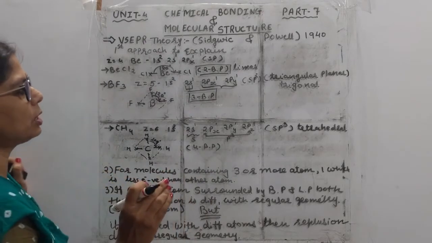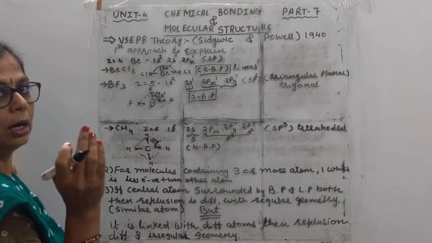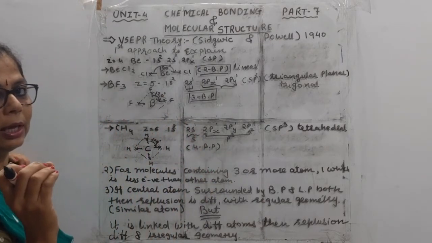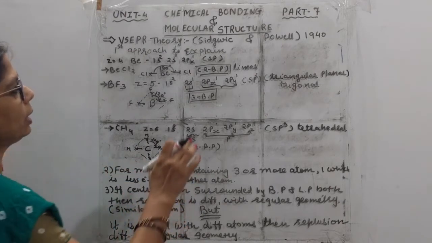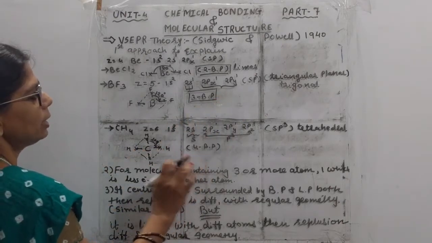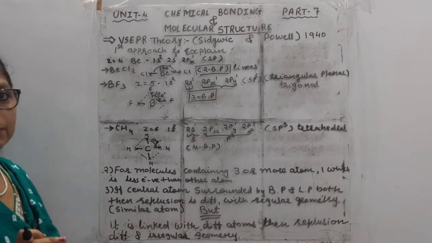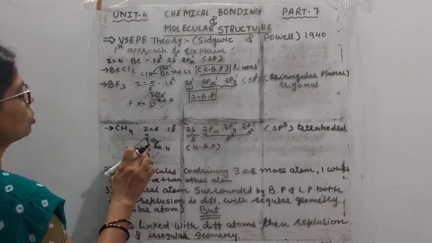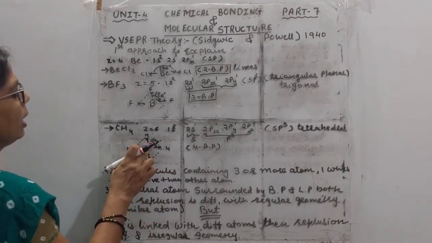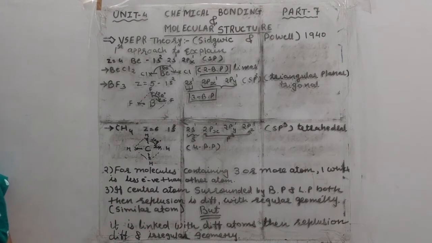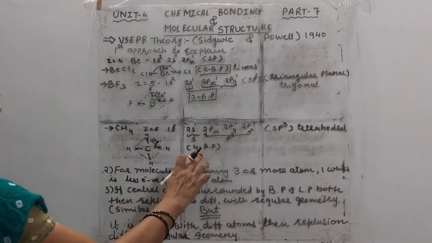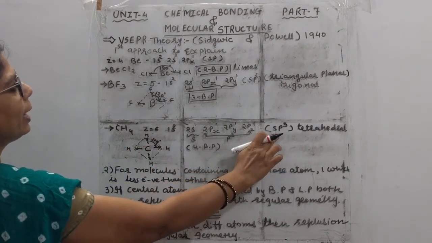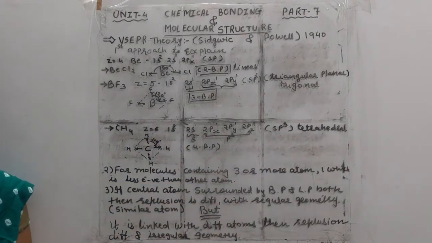So here the repulsion is a little less than at 90 degrees and more than at 120 degrees, because 90 degrees has the maximum repulsion and energy as well. So 109 degrees is more than 90 degrees. So for 4 bond pairs, CH4, the shape is tetrahedral and the hybridization is sp3, student.